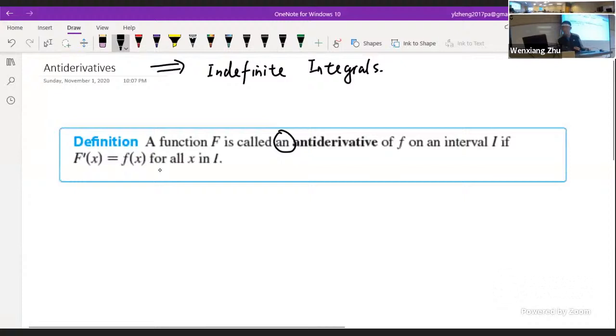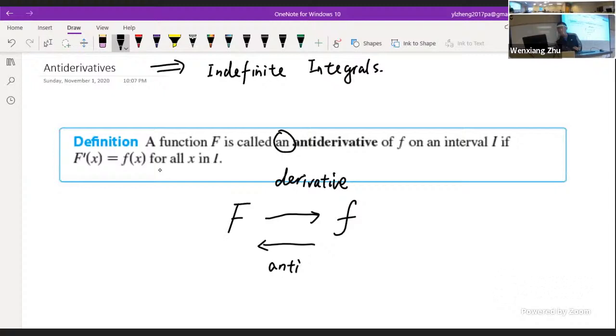I like to use the family tree to talk about this. You have capital F, kind of the parent, right? The derivative of the parent gives you little f, that's the child, the kid. So you go down this way, because little f is derived from capital F. But when you go backwards, capital F is the antiderivative, or the parent, of little f. When you go down this way, you do the derivative, and when you go backwards, that's an antiderivative.